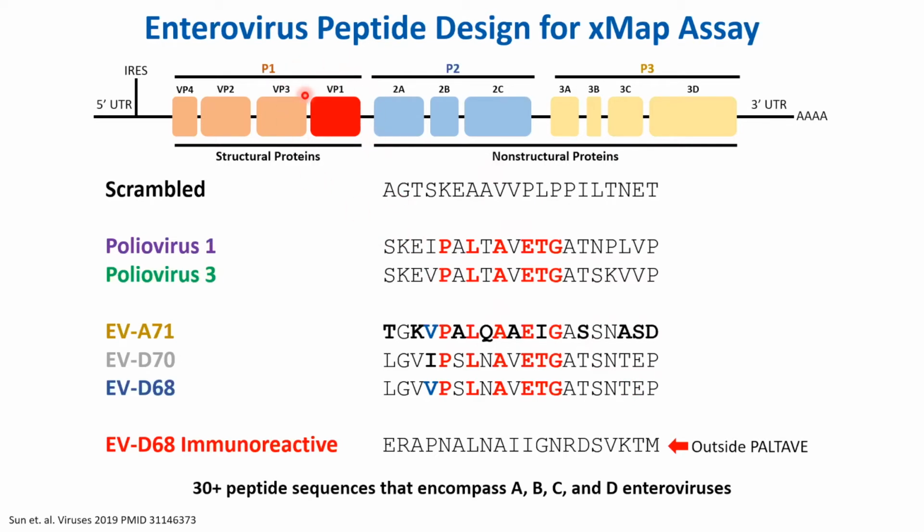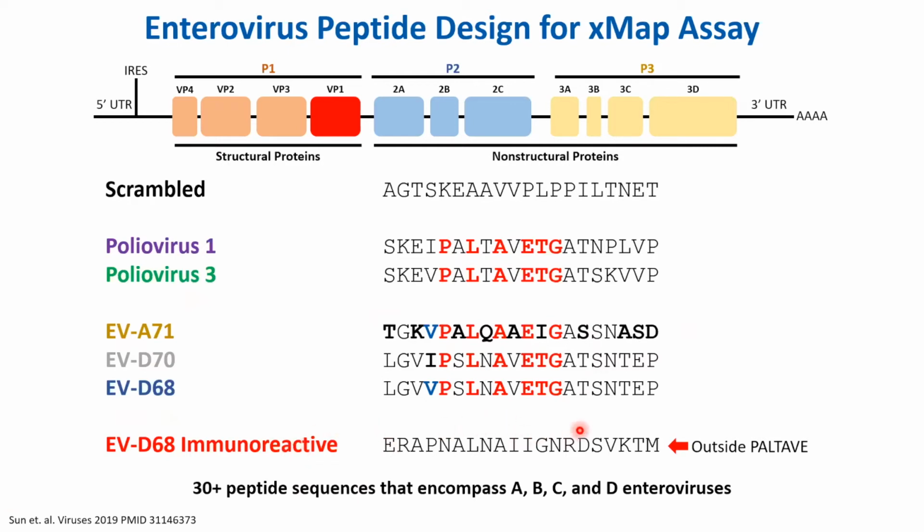enteroviruses. For today, I'm going to focus on our scramble peptide as well as two polio peptides, and these are targeting the Poltave region, which is highlighted in red here, as well as the A71, D70, A24, and D68 peptides. I'm also highlighting in red how they all have this Poltave region in common, but especially this A71 peptide has very different amino acids outside of the Poltave region, which will come into play in a little bit.